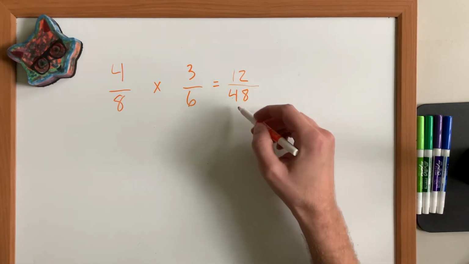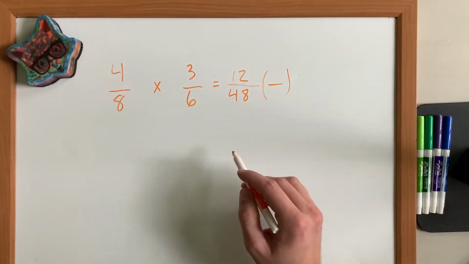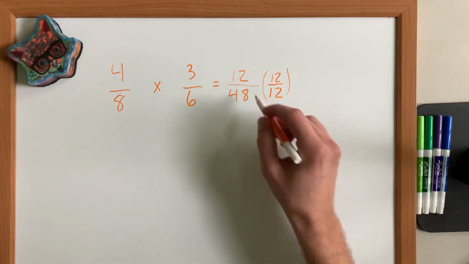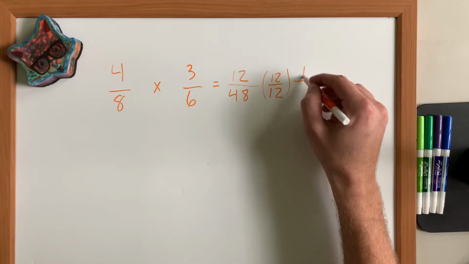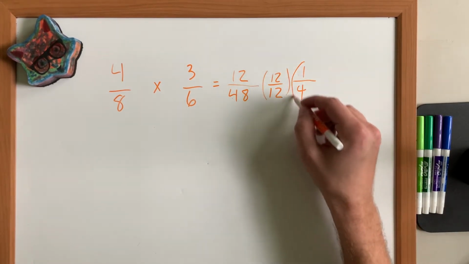Now I'm going to take 12 over 48, and what I need to do is simplify it, and I'm going to do that by dividing the top and bottom by the greatest common factor between those numbers, and that's going to give me 12 divided by 12 is 1, 48 divided by 12 is 4, and my final answer is 1/4.